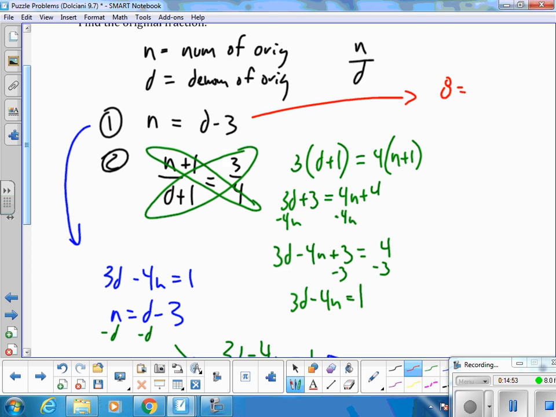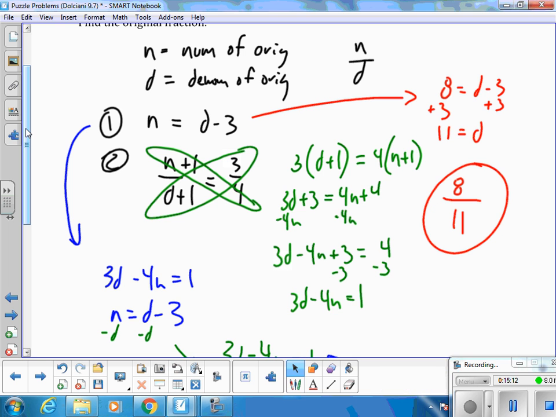So I know that my numerator is 8 equals d minus 3. I will add 3 to both sides. I know that my denominator is 11, so that my fraction is my numerator, I said was 8, and my denominator is 11. So my original fraction is 8/11.